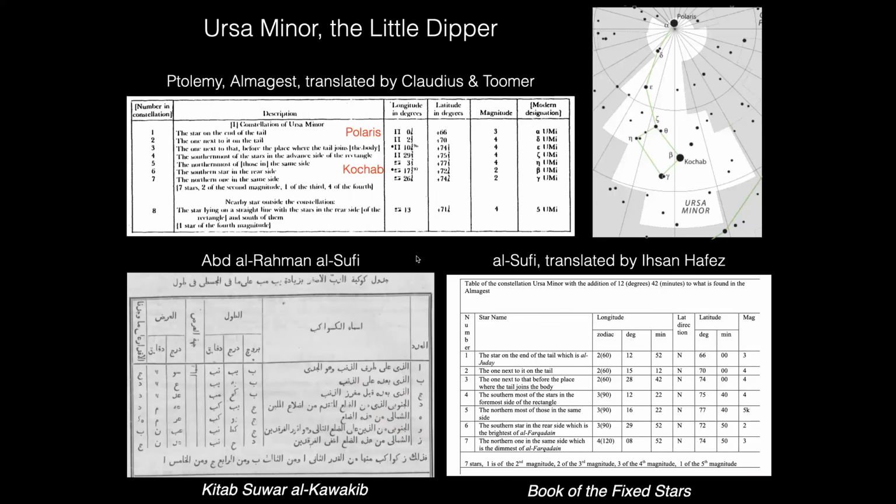So here's Ursa Minor again, Ptolemy's account of it, and As-Sufi's account of it in his book. And then Ihsan Hafez has translated Al-Sufi's from Arabic into English, and we see that the anatomical descriptions are very much the same as Ptolemy's, but then he also introduces some Arabic names in there, which did not survive to our present day IAU system.